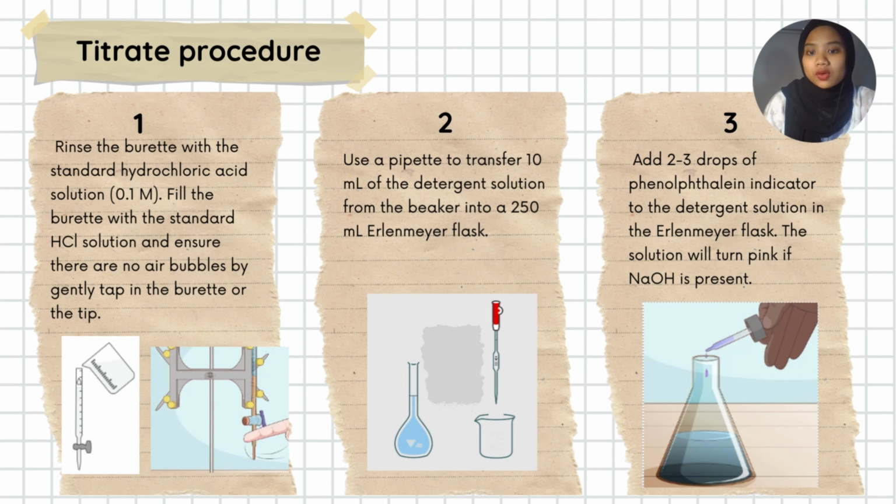First, we need to rinse the burette with the standard hydrochloric acid solution. Fill the burette with the standard HCl solution and ensure there are no air bubbles by gently tapping the burette or the tip. Secondly, use a pipette to transfer 10 ml of the detergent solution from the beaker into a 250 ml Erlenmeyer flask. The third step is to add 2 to 3 drops of phenolphthalein indicator to the detergent solution in the Erlenmeyer flask. The solution will turn pink if sodium hydroxide is present.